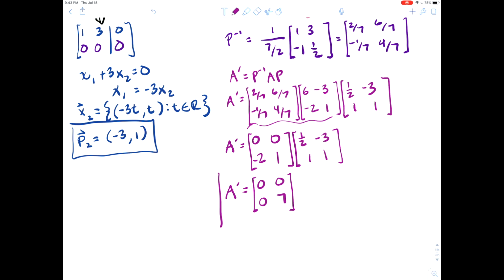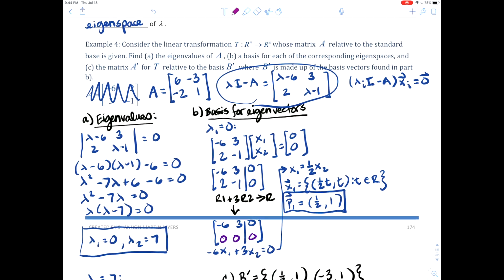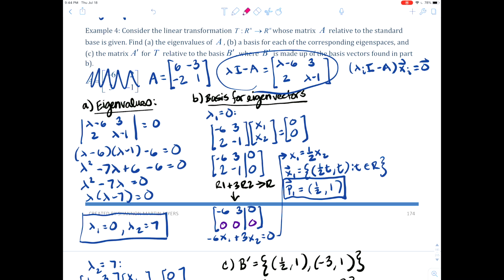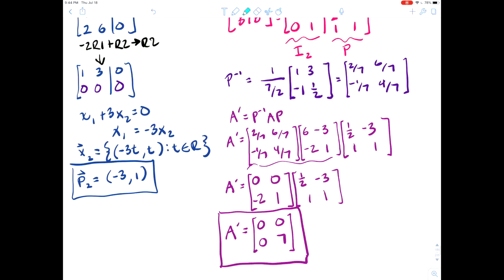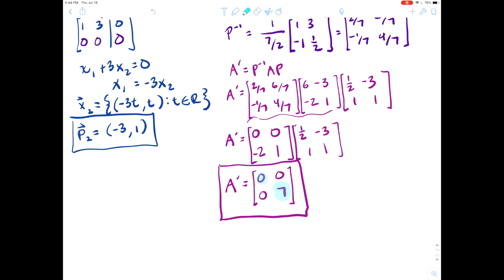Okay, so we're all done. A couple things to observe here. The entries on the main diagonal, aren't they equal to, where do we find those eigenvalues? So remember we had these, lambda 1 is 0, lambda 2 is 7. And look, see how they're on our main diagonal? So that's something to observe. And the other thing to observe is we were able to find a matrix similar to A which was diagonal, which is pretty powerful stuff.